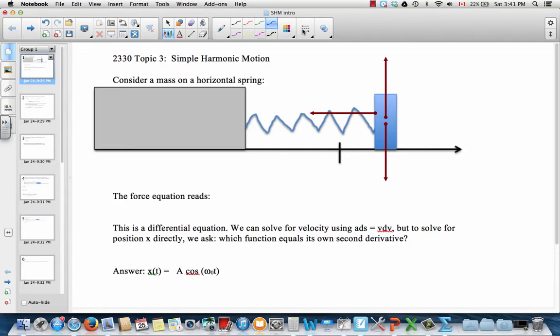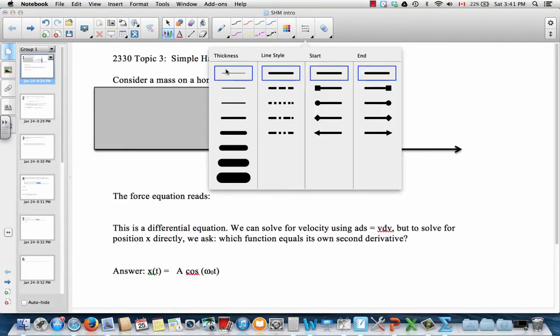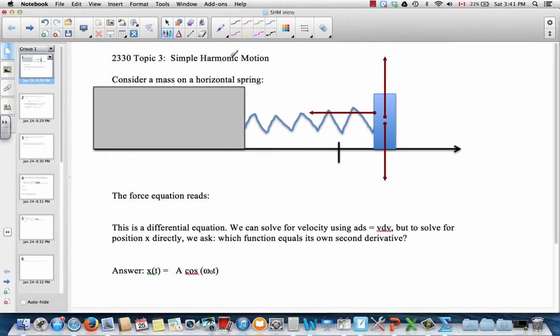Okay, so we're going to move on to our next topic, which is simple harmonic motion. An example of that is a mass moving back and forth on a spring, back and forth and back and forth. Now, the forces that act on it are the normal force and weight, and then the spring force, which according to Hooke's law is k times the extension.